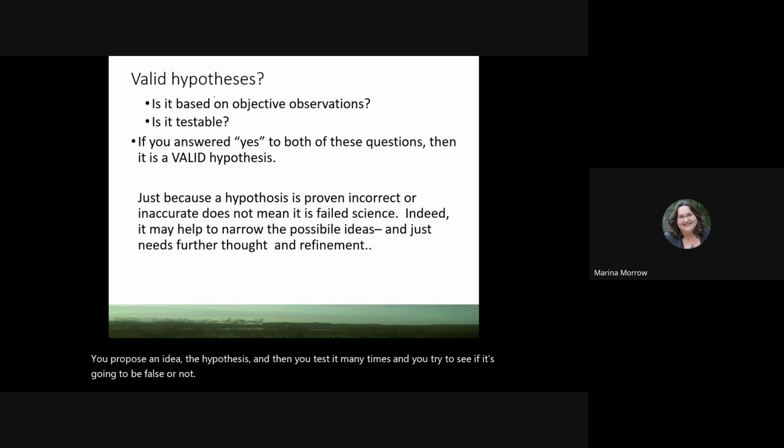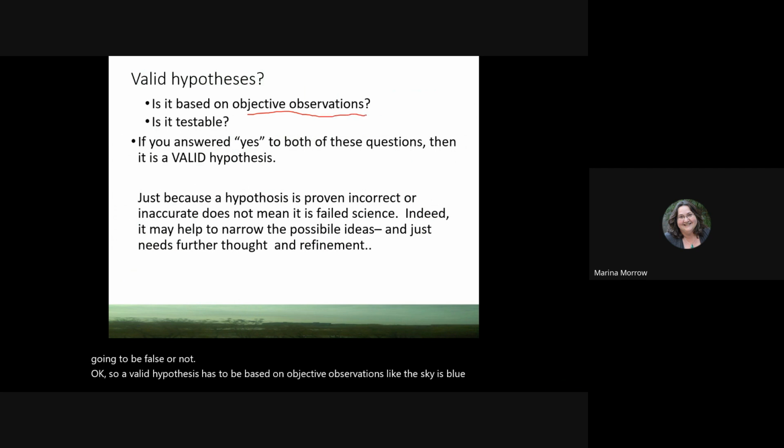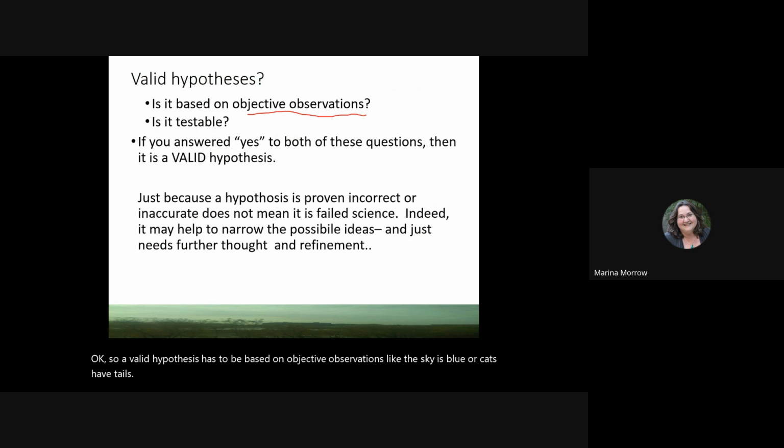Okay, so a valid hypothesis has to be based on objective observations, like the sky is blue or cats have tails. Usually, right? You're already thinking, oh, what about Manx cats? They don't have tails, right? So that's the idea. It's something that many people might agree on, and then you have to test it. And we would test it by looking at all sorts of cats if we were looking at that one. So anyway, if you're looking at yes answers to both of those questions, then it could be a valid hypothesis. And again, just because it's proven incorrect, it does not mean it's failed science.